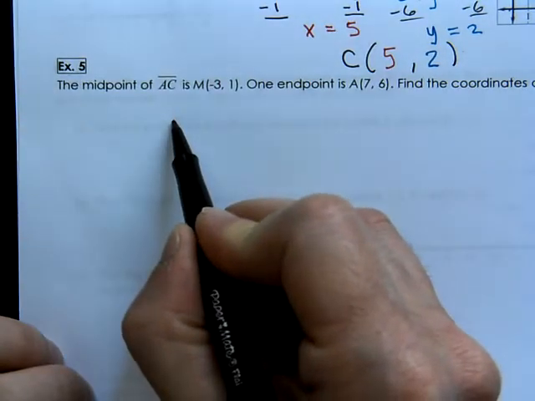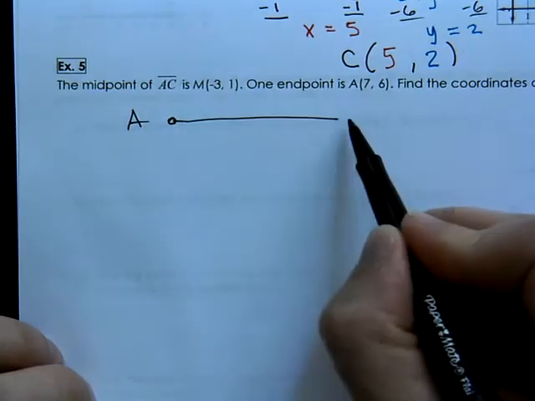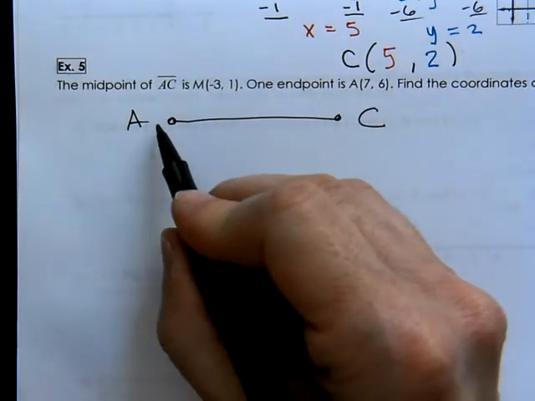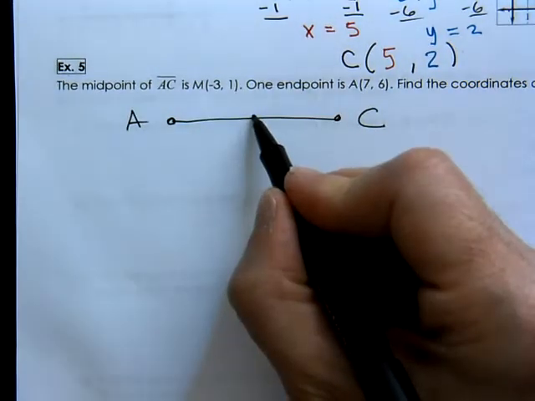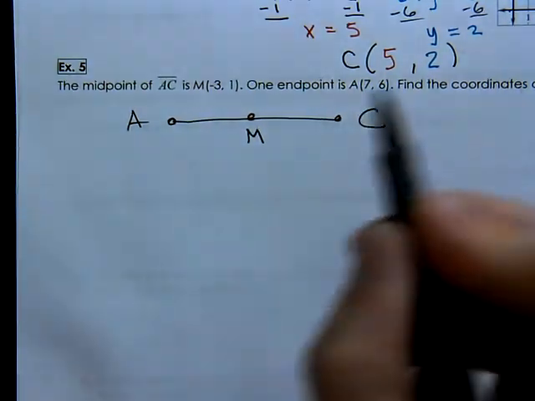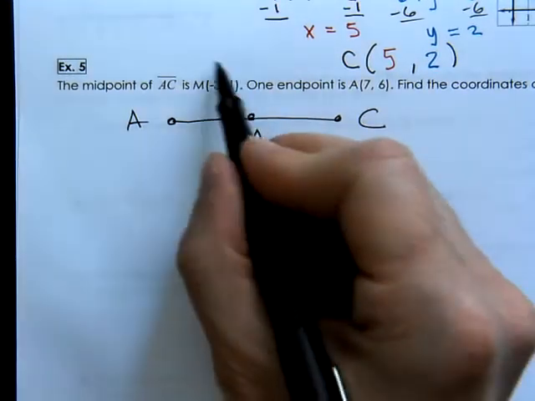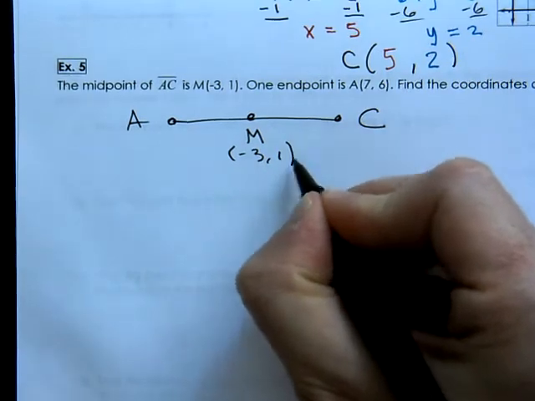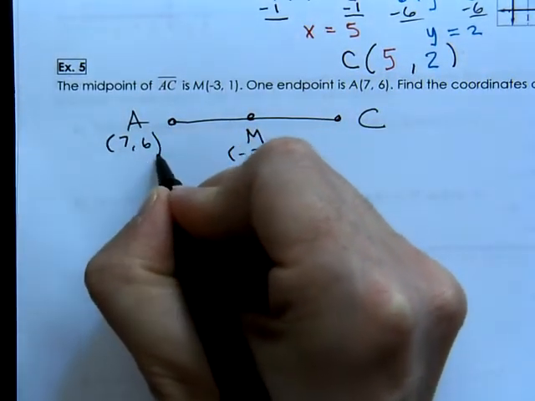So I'm not plotting points. I am just using this as a diagram to label the information that I have. So I have some picture. I know I have an endpoint called A. I have an endpoint called C, and I have a midpoint called M. And I'm going to take the numbers they give us and just put it on the picture. So again, I'm not actually plotting points. Here the midpoint is located at -3, 1. Point A has the values of 7, 6.